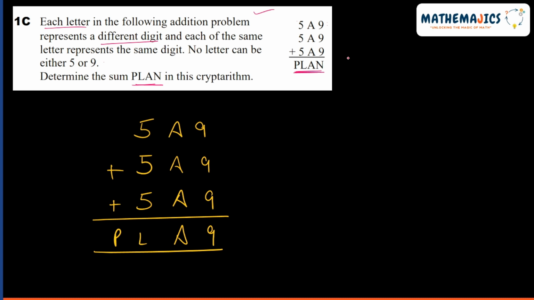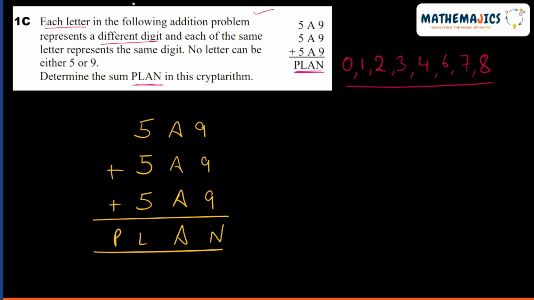Now, what all numbers do we have for these letters? Let's see. We have 0, 1, 2, 3, 4. We can't use 5 because 5 is already used. 6, 7, and 8. 9 is also not there because 9 is already used. So we have these single digit numbers that we can use. Correct. Sorry, this is not 9, this is n. Let me write it down as n.